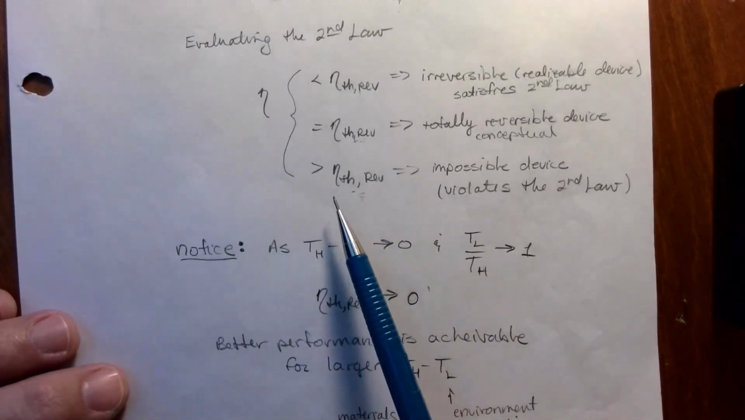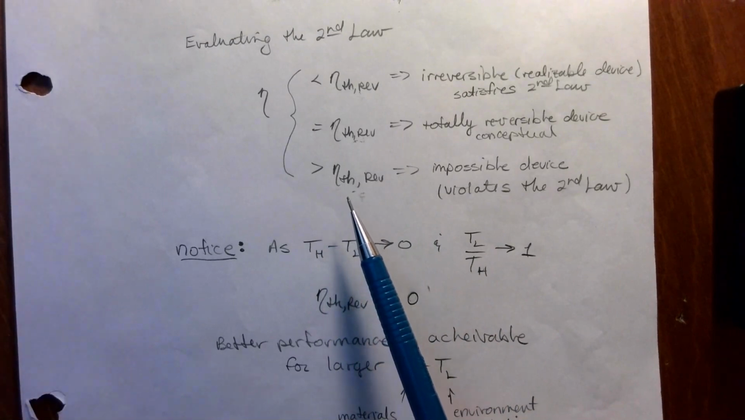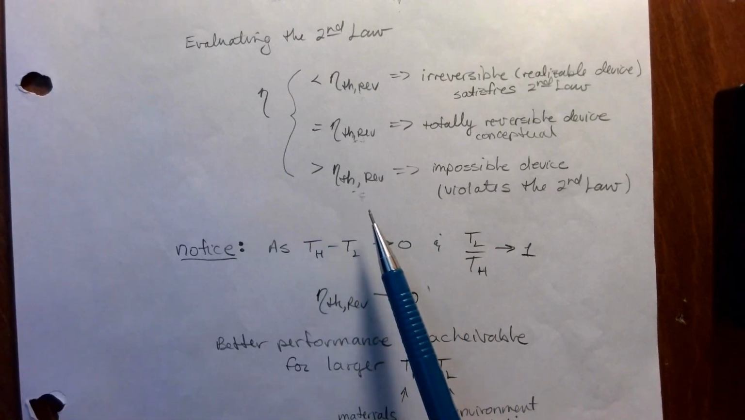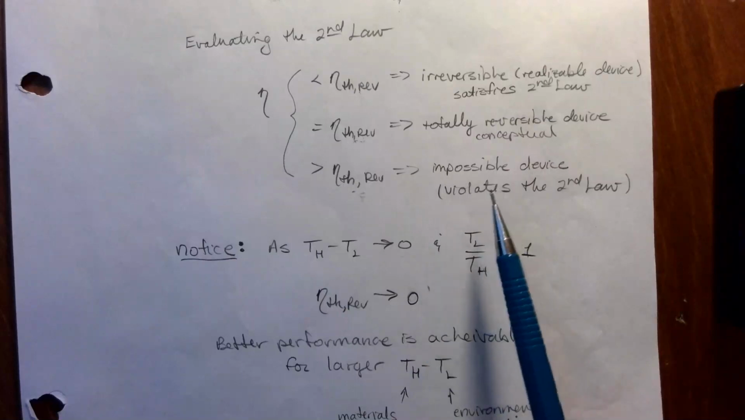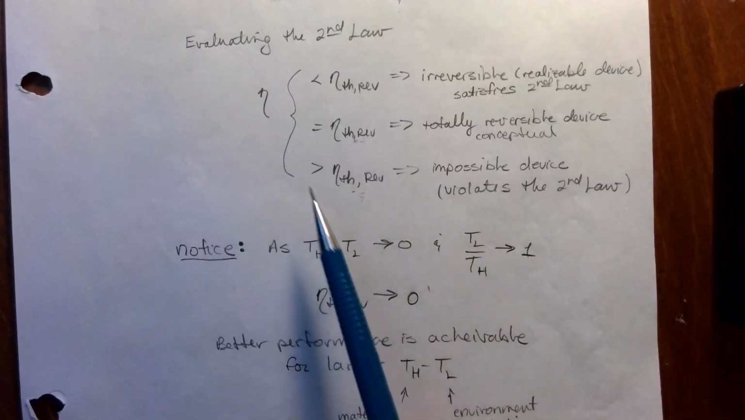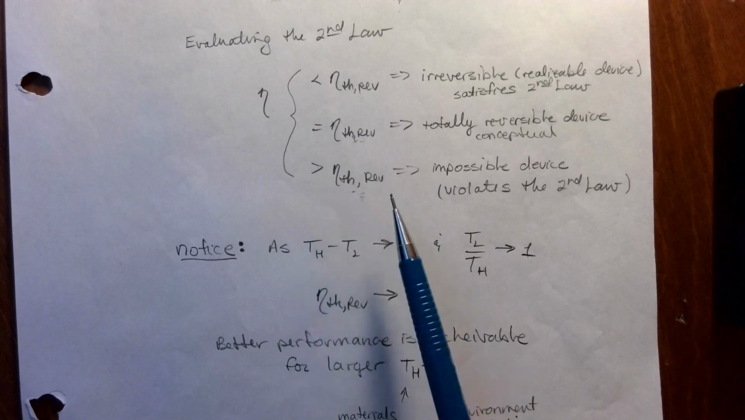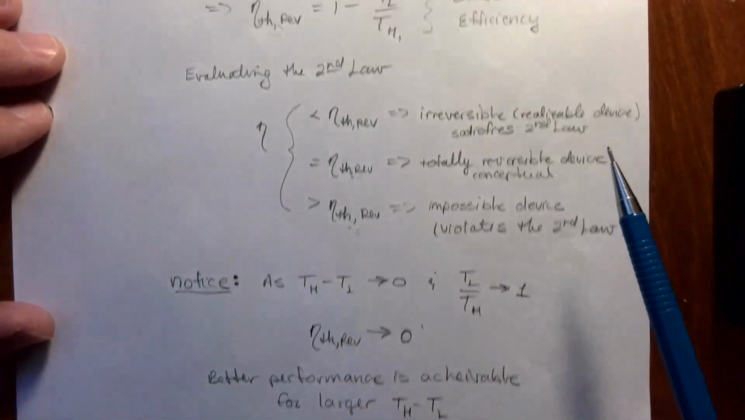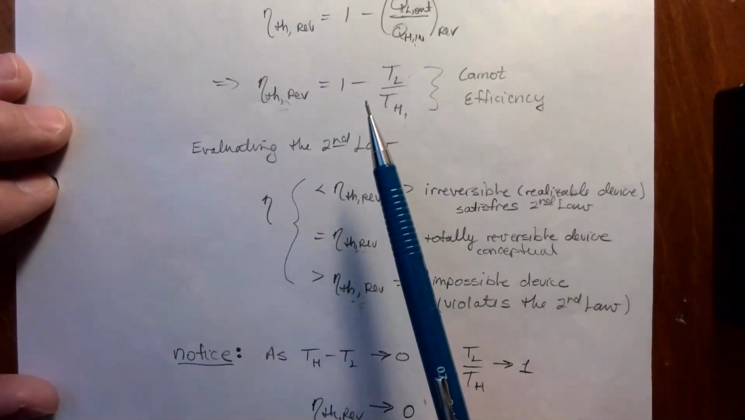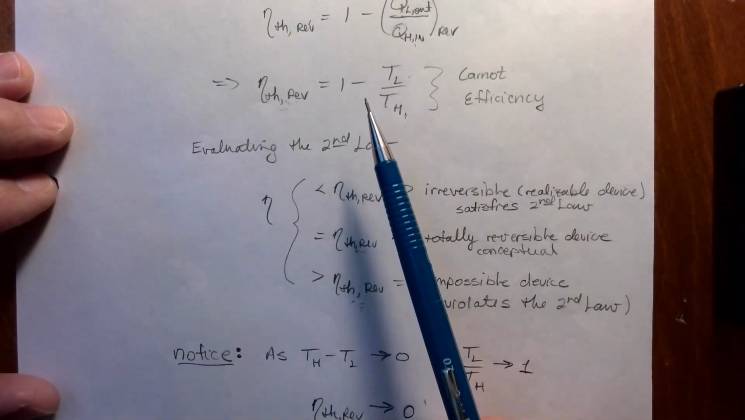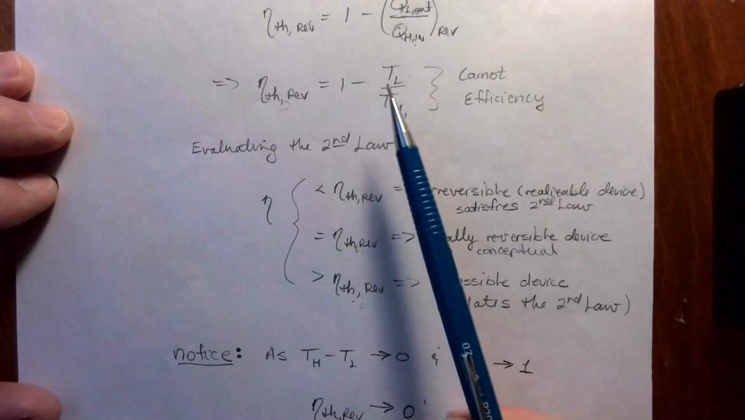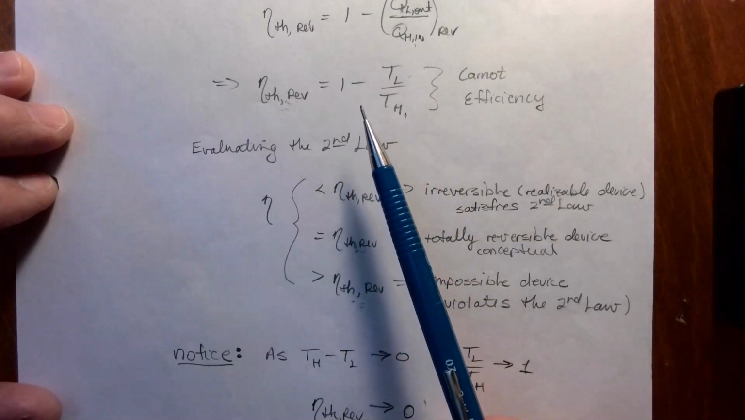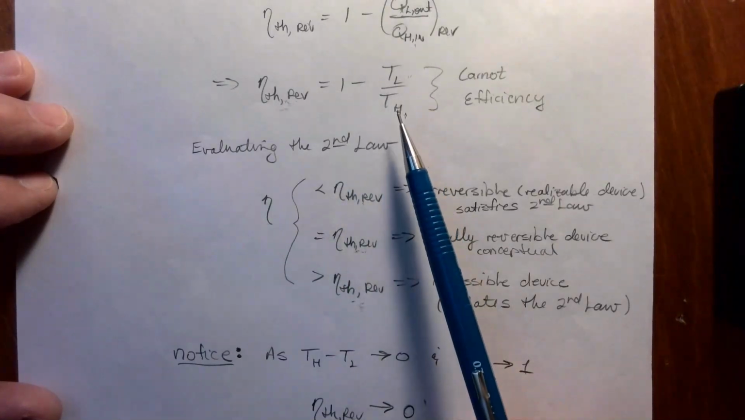If it's greater than that, now you have a device that's absolutely impossible. It theoretically violates the second law, so we would just call that an impossible device, and you really shouldn't waste your time trying to create something that is going to break the second law of thermodynamics, although that doesn't stop people from trying. So take a look at this formula up here. This is the upper bound that we can achieve on the thermal efficiency, and it's a function of TL and TH.